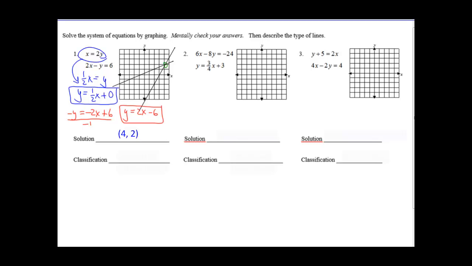Okay, the classification, since it has a solution, is consistent. And being consistent, it is 1 point or many points. Well, it's only 1 point, so we'll say consistent and independent. Go ahead, do 2 and 3 by yourself. Check back with me in a second. Hit pause. We'll see you here.